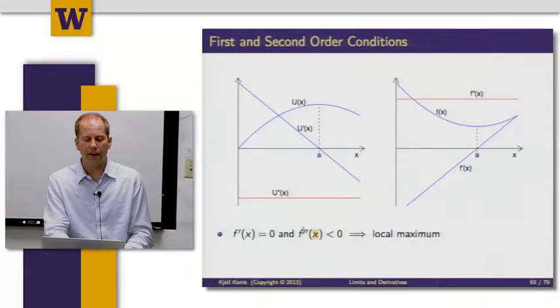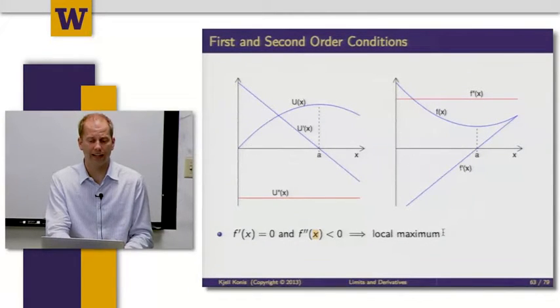So if I evaluate f double prime at a as well, so if I look at a and go down to f double prime, that's less than 0, then that corresponds to a local maximum. So that allows me to classify this critical point as a maximum.